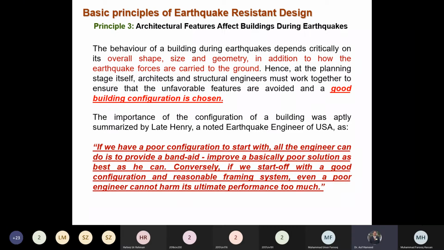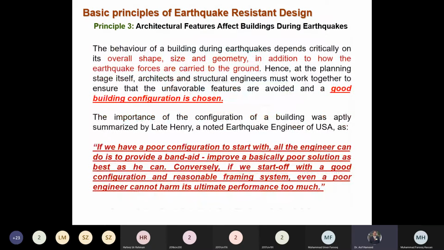On the other hand, if the configuration of the structure is very good, the framing system is good, then even a poor engineer having very little experience cannot harm the ultimate performance of the structure too much. If the configuration is poor, even the experienced engineer can only make that structure earthquake resistant, but that will be a costly solution. But if the configuration is good, then there is no need to do a lot of rigorous calculations, because the performance will not be affected too much. That will be earthquake resistant automatically. So the configuration of the structure is very, very important.